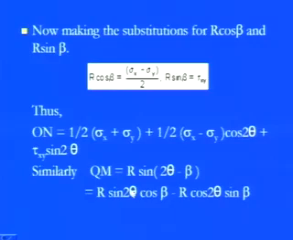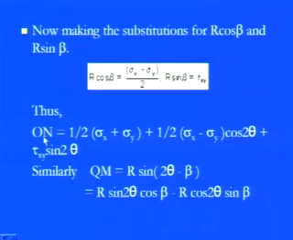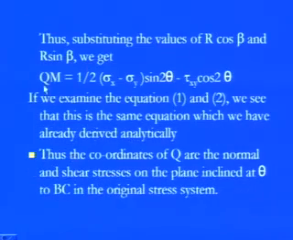Now the new formulation of QM is (σx − σy)/2, which was the value of R cos β, into sin 2θ, minus τxy, which is coming because of R sin β, into cos 2θ. So if you see both the formations, ON is nothing but equal to (σx + σy)/2 plus (σx − σy)/2 cos 2θ plus τxy sin 2θ, or we have this QM.